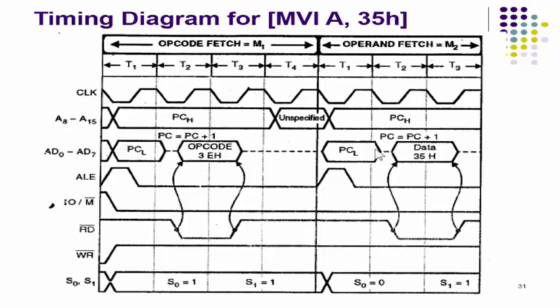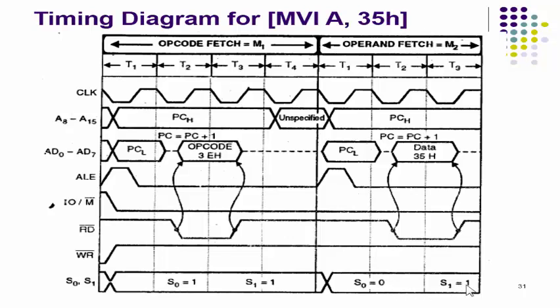So the operand is 35X. The program counter has already been incremented to point to the next byte. So again the PC lower is placed on AD0 to AD7 and PC higher is placed on A8 to A15. Again the ALE signal goes high to demultiplex, or to latch, the PC lower address on the latch device. After latching, the same lines are utilized for data reading.